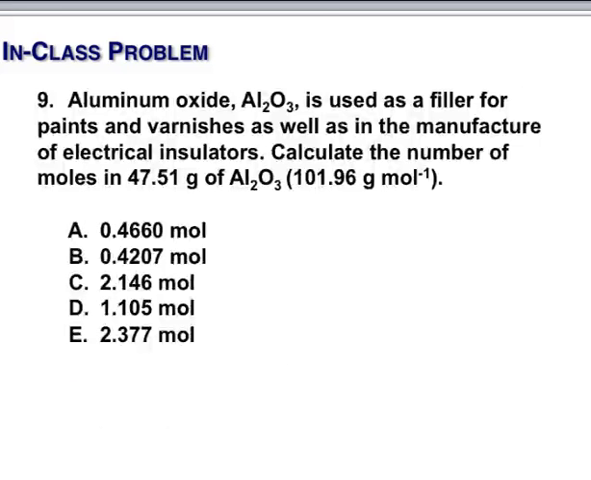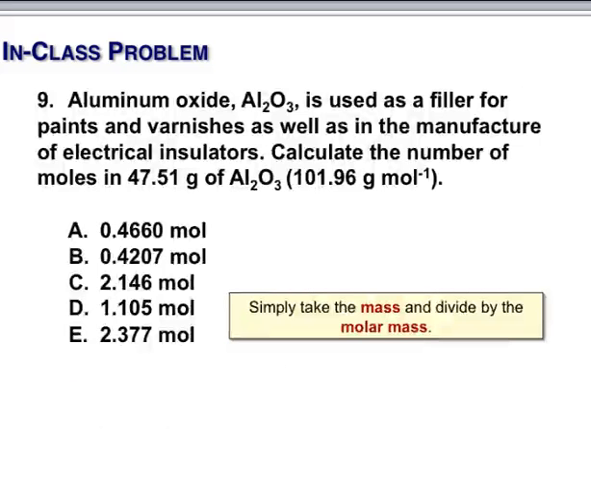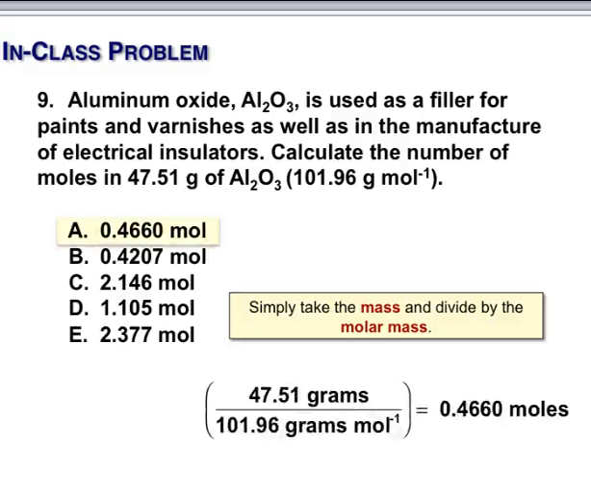We're looking for moles. We have a mass. We have a molar mass. How many times do I have to say this? Mass divided by molar mass is moles. So all we do is take our 47.51 grams divided by 101. We're working with 4 significant figures, and this is 0.4660.